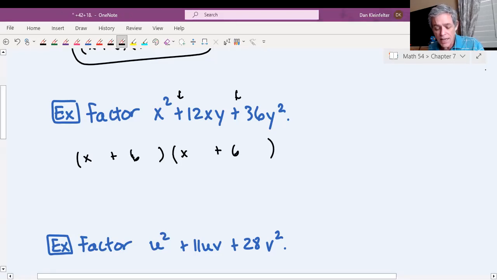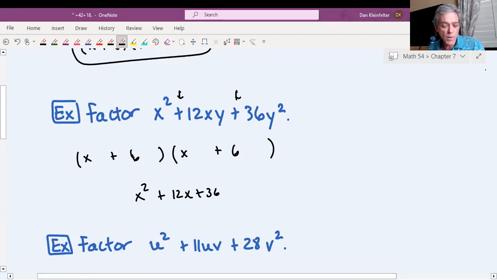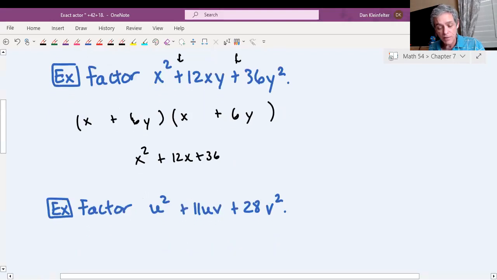Now, if we quit right here, if we multiply it out, we'd have x squared, 12x plus 36. So we just need to incorporate the y. And how you do that is notice that for the lasts, we need 36y squared. So let's just insert a y after the 6. That will make it so that our y squareds will have 36y squared. And also notice that it makes it so that the outer and inner terms will end up with 6xy for both. And so we'll end up with the 12xy as we needed. Okay, and that will do it.